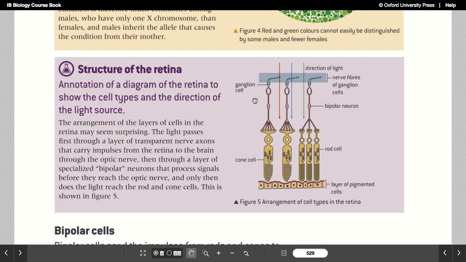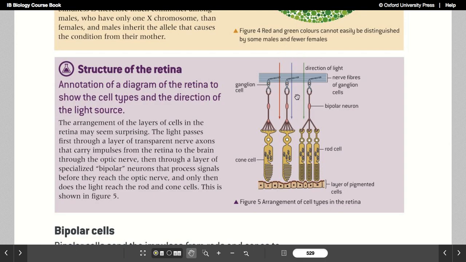And when they depolarize, they send a message to the ganglion cells. It's like, hey, I'm seeing something. That information goes to the ganglion cells, goes out of your eye by way of the optic nerve, which then goes to the back of your brain to the occipital lobe, and you're able to interpret what you just saw.